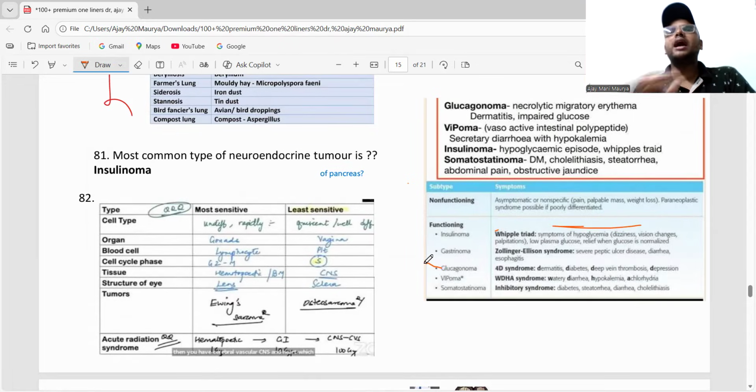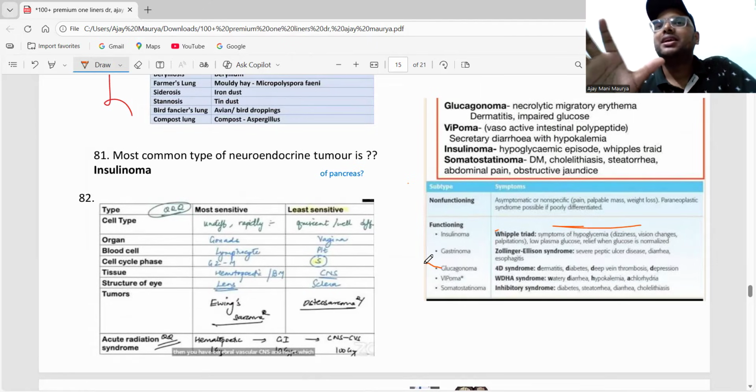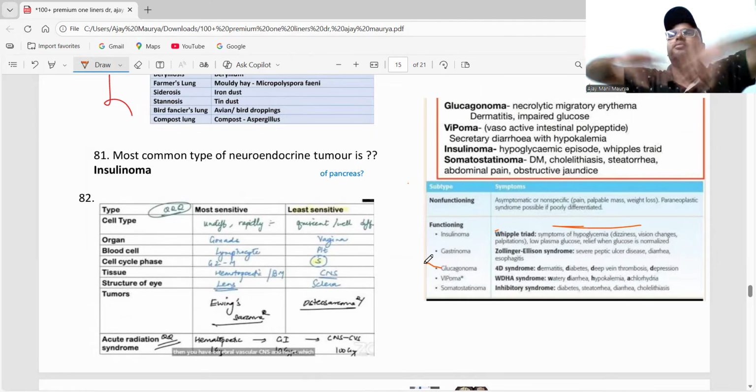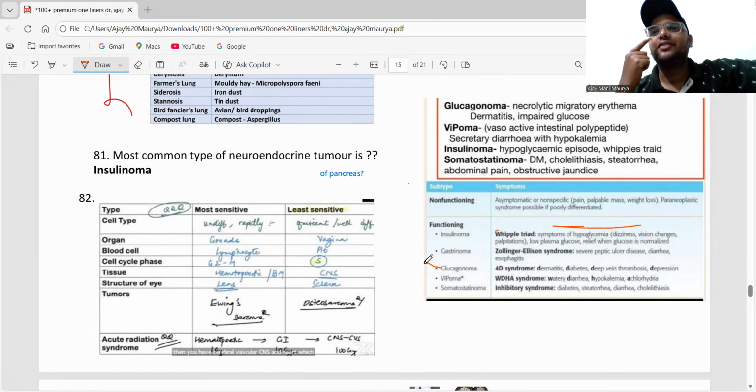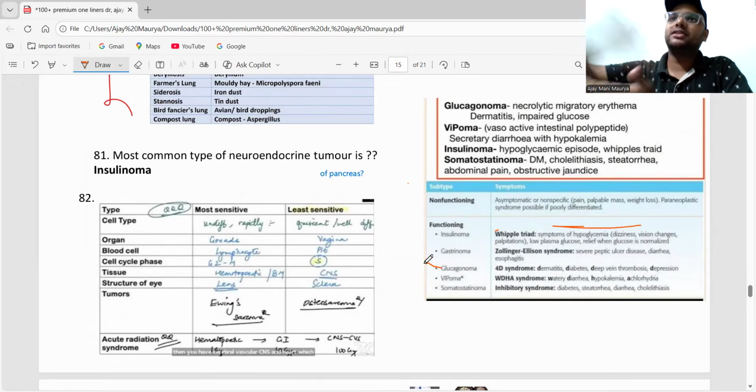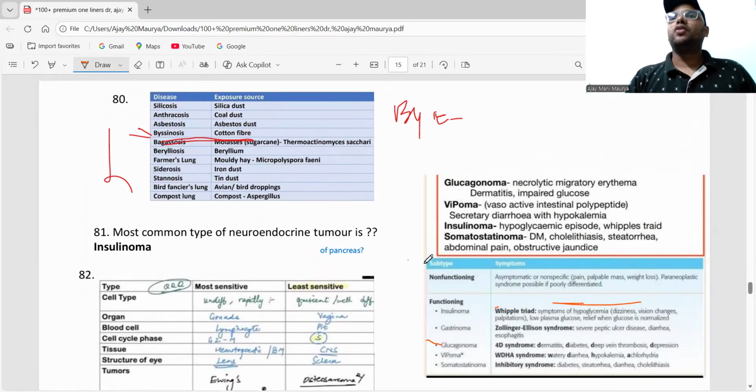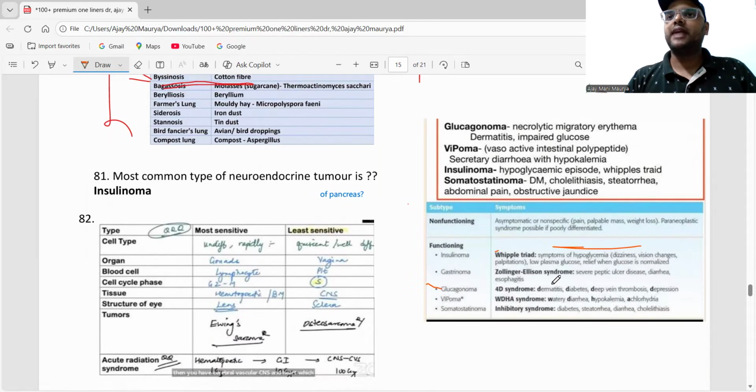Next one, glucagonoma. If there is a glucagonoma, what happens here? It is from alpha cells. If there is a tumor there, it will produce more glucagon. Then what happens? It will increase the blood glucose levels. There is more glucose in the body. It causes the 4 Ds: diabetes, dermatitis, DVT, and depression also.